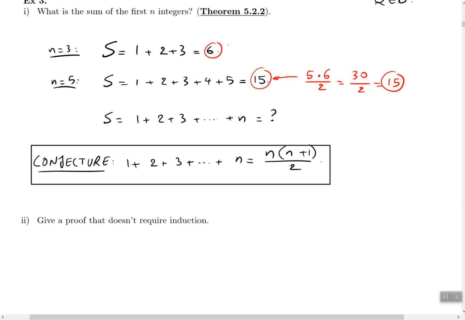If I want to know what the number here is, all I have to do is look at my n, which is 3, and just multiply with the next guy and divide by 2. And so 12 divided by 2 is going to be 6 at the end.